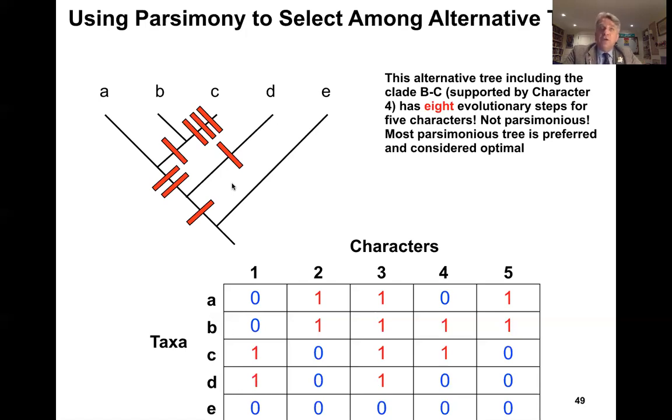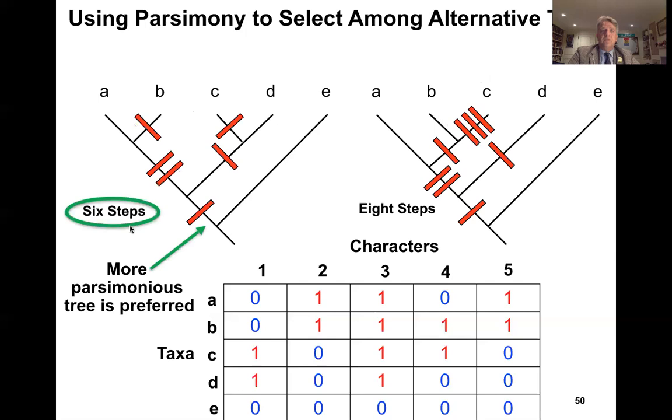The most parsimonious tree is preferred and is considered optimal and a better explanation for the variation of the data that we're observing. So, using the principle of parsimony, by mapping these traits on the alternative phylogenies, we can see this tree requires 6 changes. It's the most parsimonious tree. It's considered the optimal hypothesis. We can reject the hypothesis on the right because it requires 8 evolutionary changes.